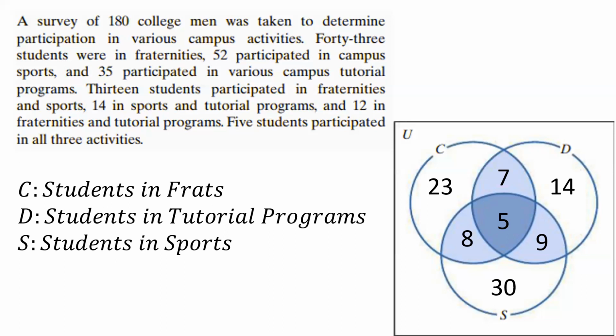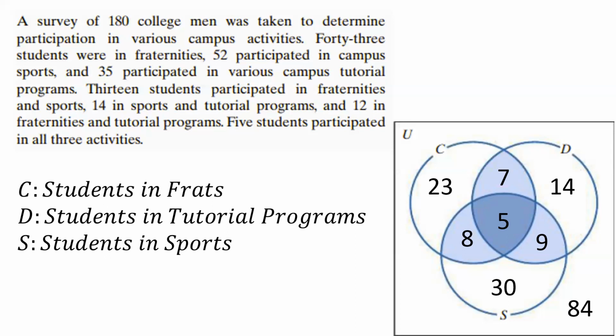And now the last thing I have to fill out is the universe, the region that is not in C, not in D, not in S. And I look at the question and I'm told that 180 people were surveyed. So I add up all of these things, 23 plus 7 plus 5 plus 8 plus 9 plus 15 plus 30. And then I take that number and I subtract it from 180. So I assume that those numbers added up get me 96. And so 180 minus 96 would get me 84. And then there's my filled out diagram.